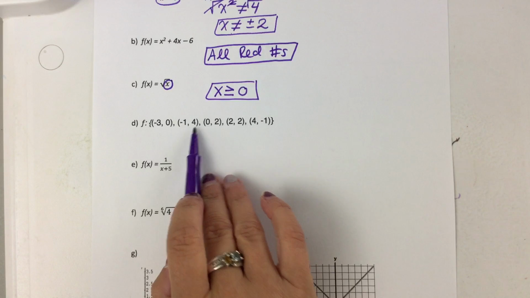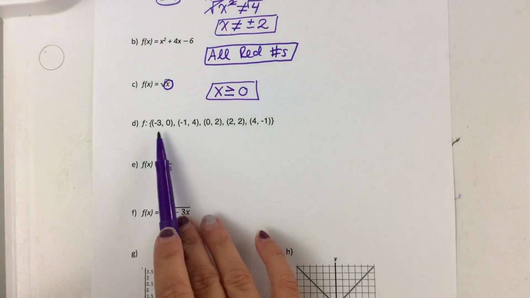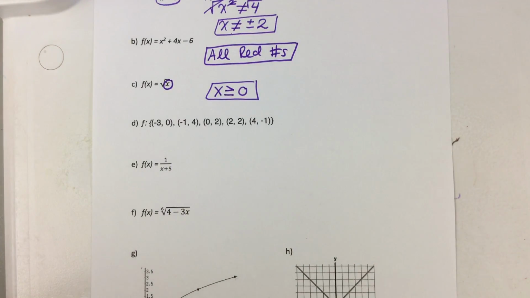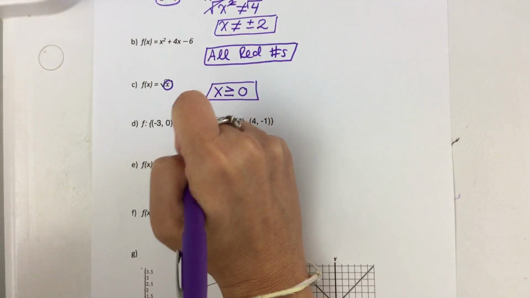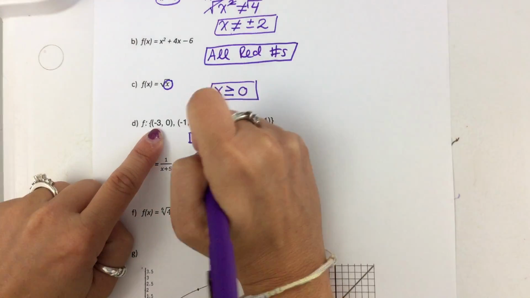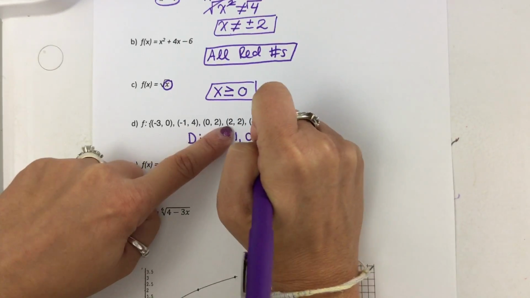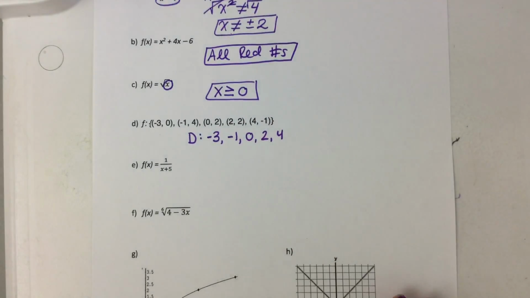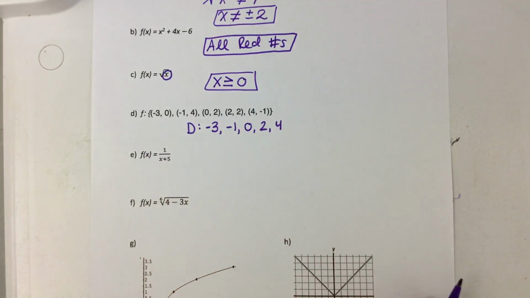Now this is a relation. Just trying to tie it back to the first part of this section. If they give you a relation and they say identify the domain, we're not really looking for limitations here. They just want to make sure that you remember that the domain represents the x values. So our x values in this relation are -3, -1, 0, 2, and 4. The domain would be the x values of that relation.